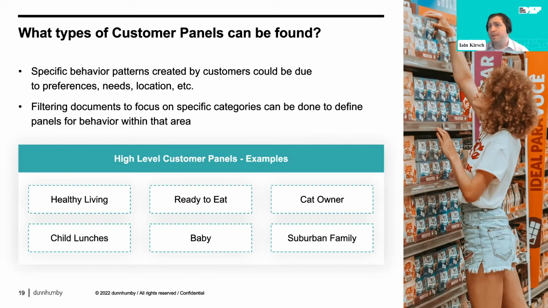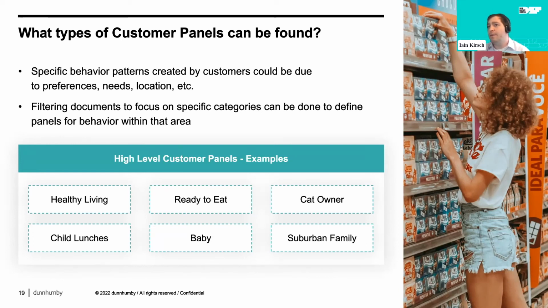A third type would be something around location. An example of that would be a suburban family customer panel, where the topic representing this is associated with words like grills, charcoal for grills, bait for fishing, lawn and garden, lots of GM products that are focused a little more on the outdoors, in addition to your general food products. Beyond that, there are other types of behavior patterns that could be due to things like demographics, et cetera, that can also pop up from time to time.